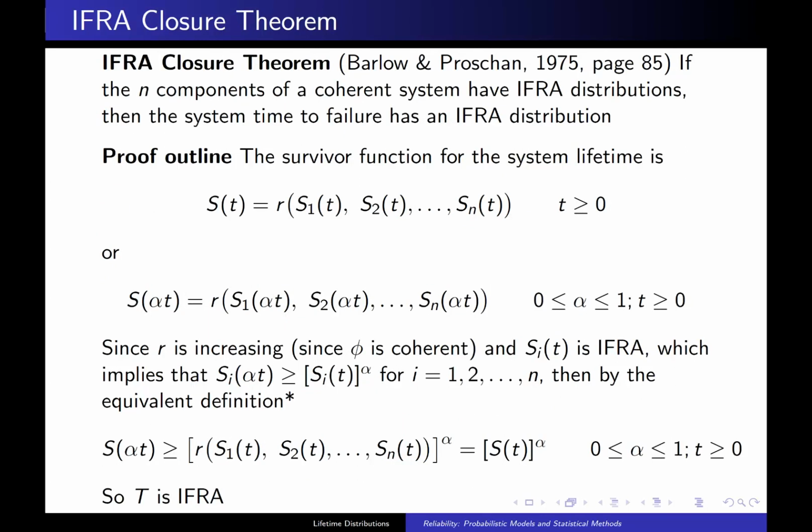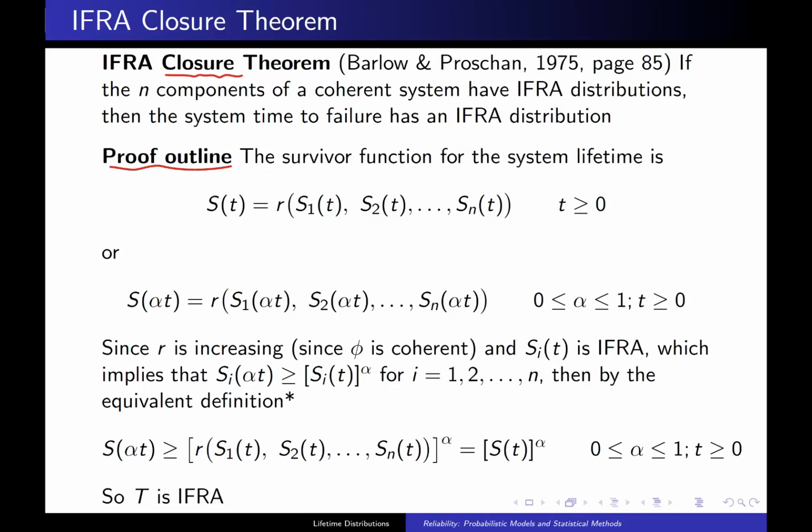So here is the IFRA closure theorem. This is from page 85 of Barlow and Proschan's book. If the n components of a coherent system have IFRA distributions, then the system time to failure has an IFRA distribution. That is to say, the IFRA distribution class is closed under the formation of a coherent system. Now, this is an outline of the proof, not the complete proof, but it'll give you an idea of the direction that the proof goes.